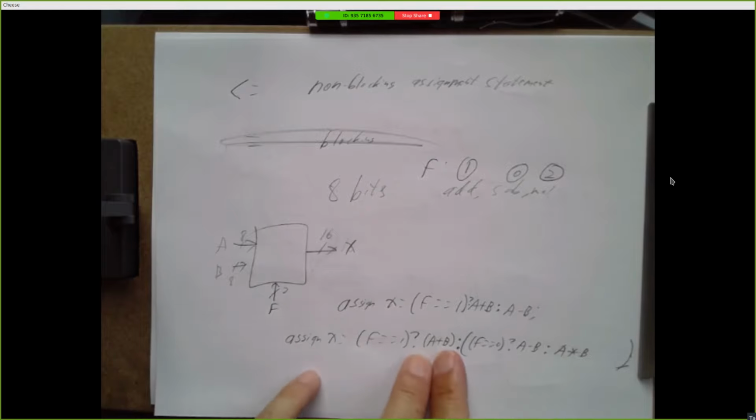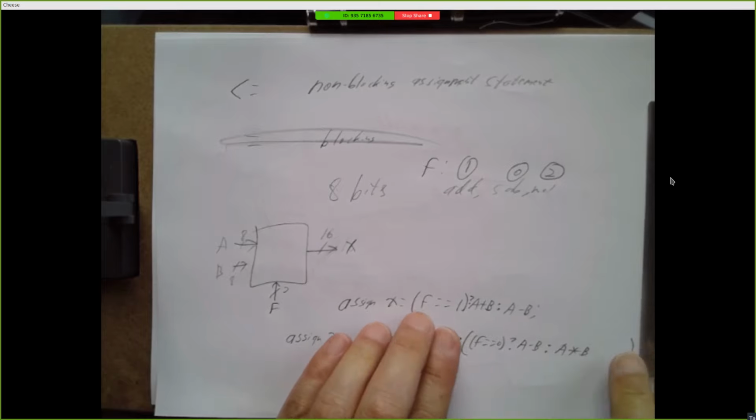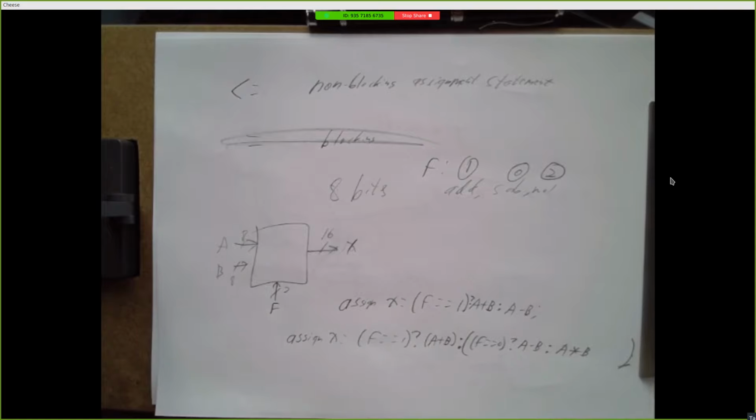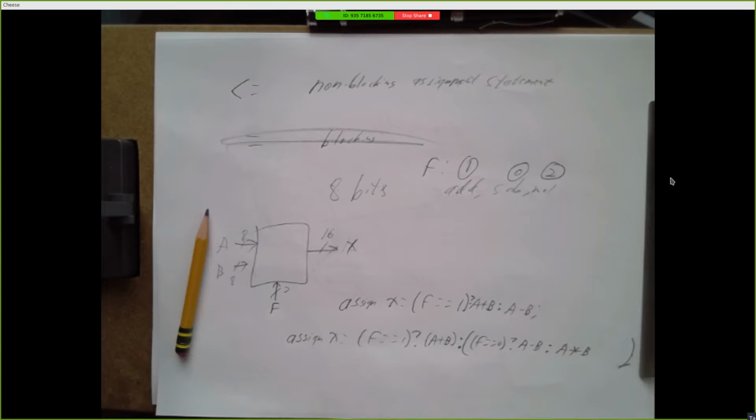If f is 1, x will be equal to this. If f is not 1, x will be equal to this. Well, what is this? If f is 0, it's a minus b. Otherwise, it's a times b. So that's probably the most straightforward way to do that. So what does the colon mean by otherwise?